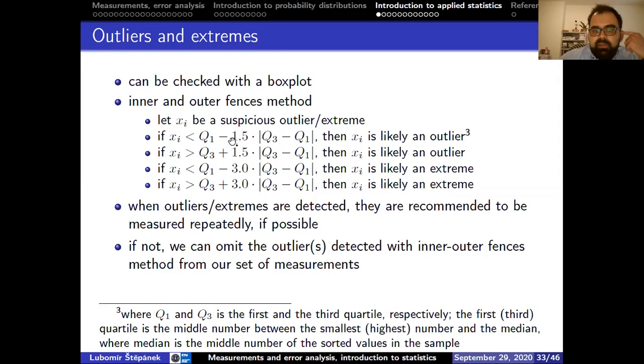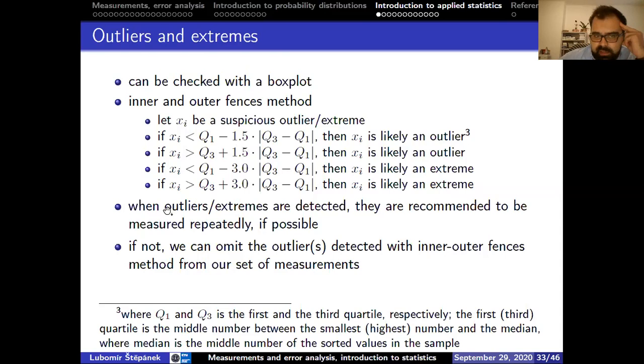And if this factor is increased from 1.5 to 3, then it's not only an outlier, it is also an extreme. That means that it's a very, very suspicious outlier, even more than an outlier. It's an extreme. So this is the way to detect it in a mathematical way.